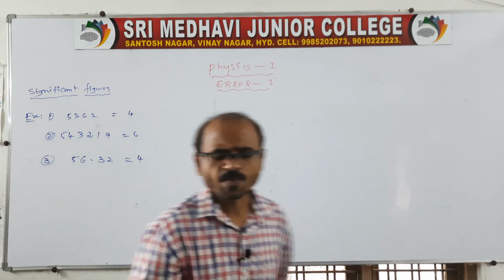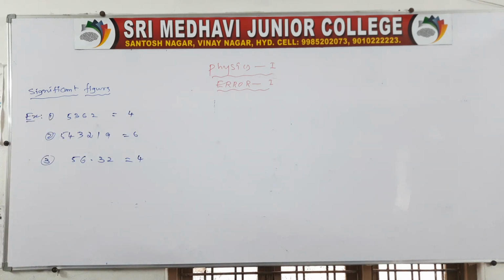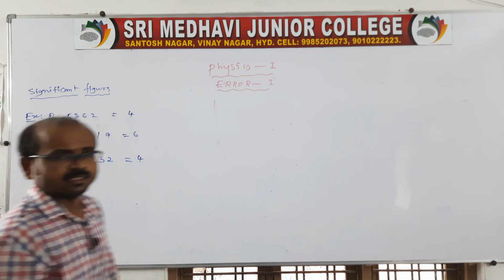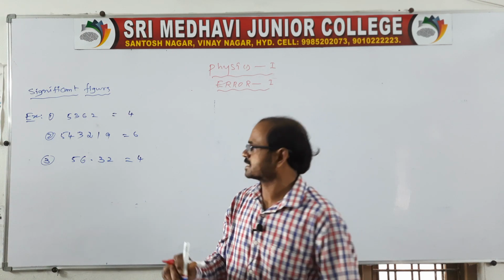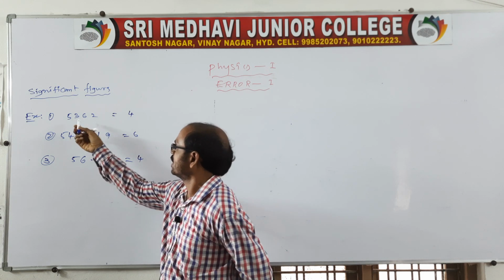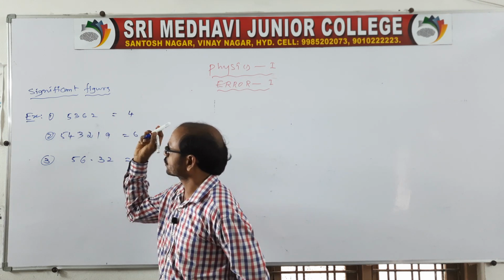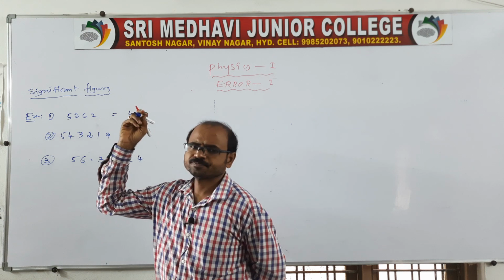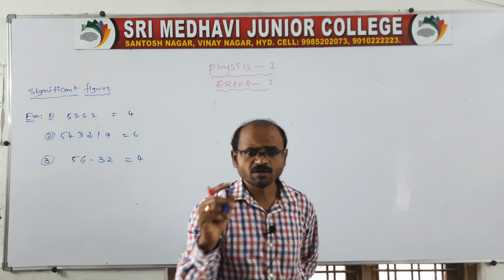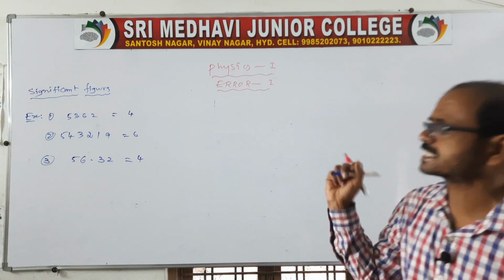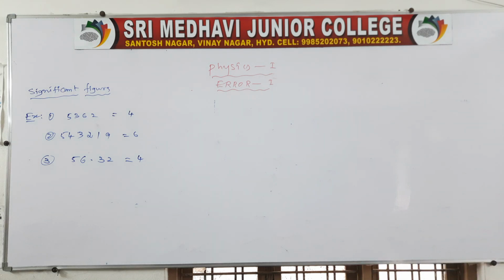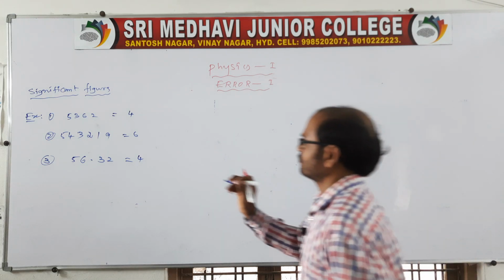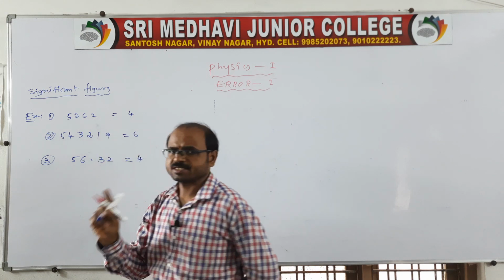The first rule I'll tell you: without any zeros, all non-zero digits in a given number are significant. Is there any zero? No. So you count all numbers. All non-zero digits we can call significant. So 5362 follows the first rule.